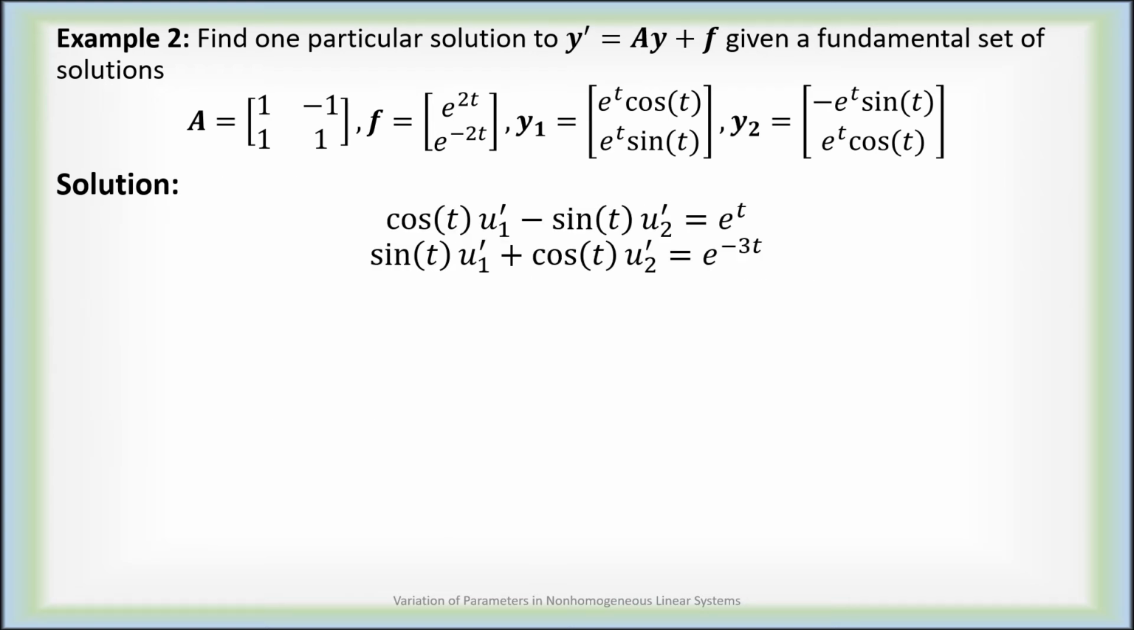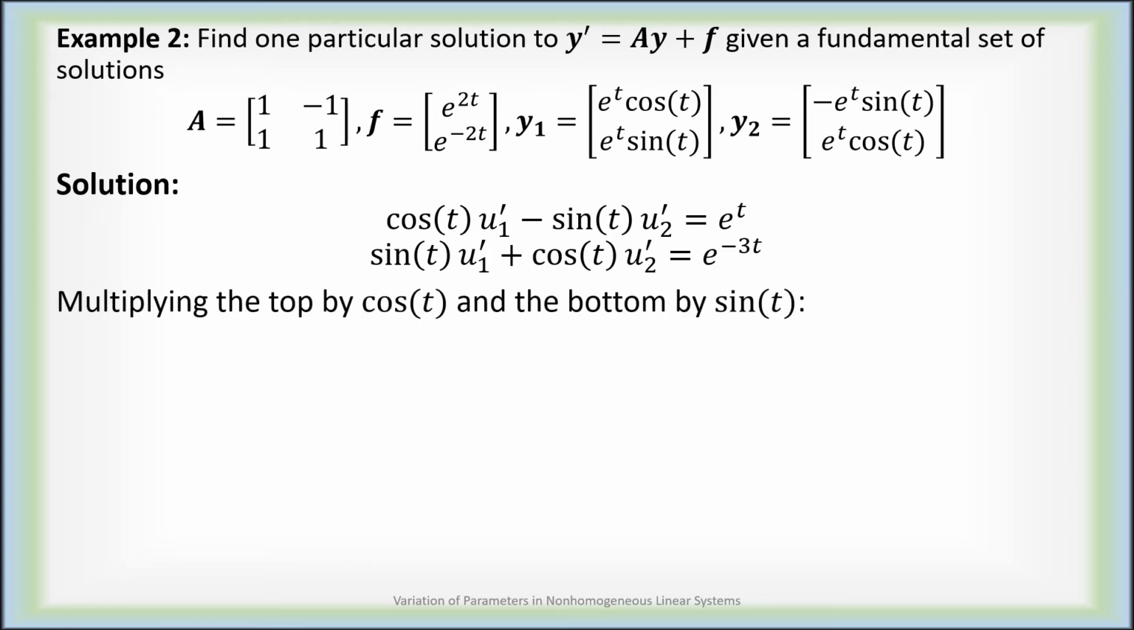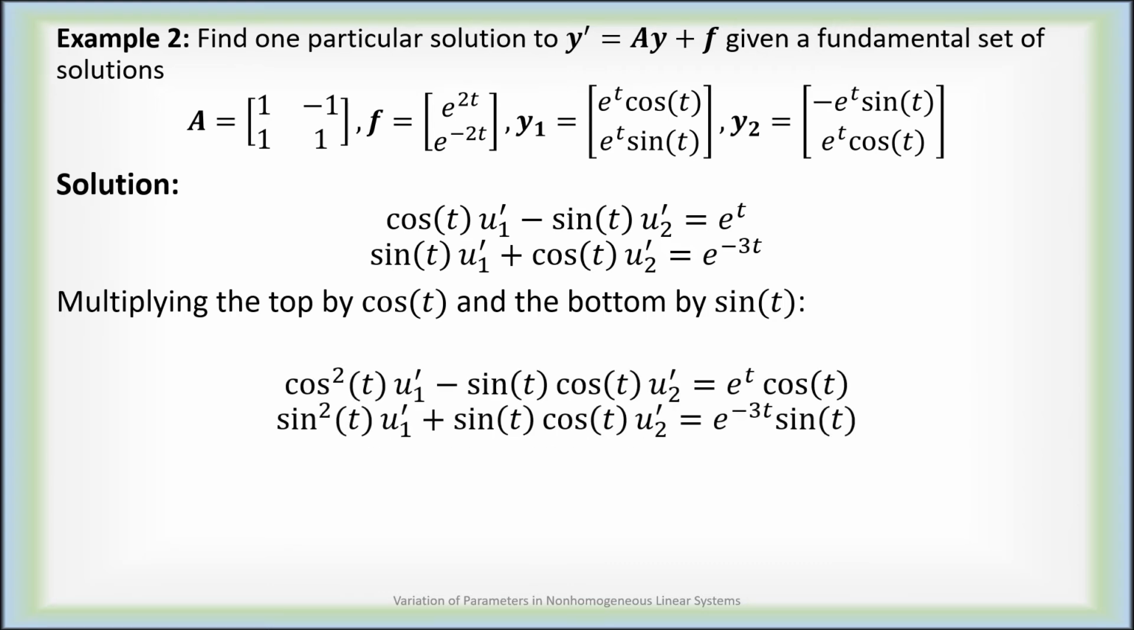So here are our two equations involving u1 prime and u2 prime. We need to solve for u1 prime and u2 prime. Multiplying the top by cosine and the bottom by sine, you'll end up with this and this expression respectively. But notice that if I was to now add them together, we would cancel out the u2 primes, which yields u1 prime can now be solved for.